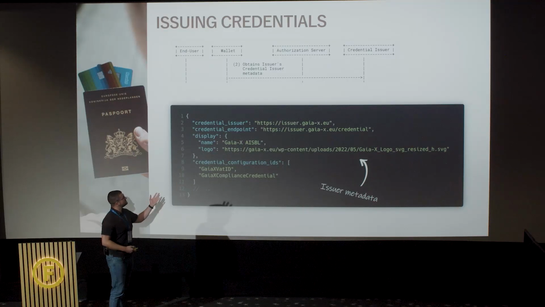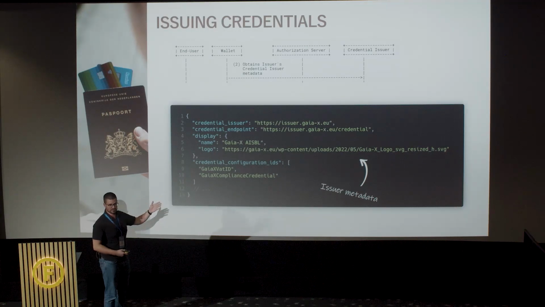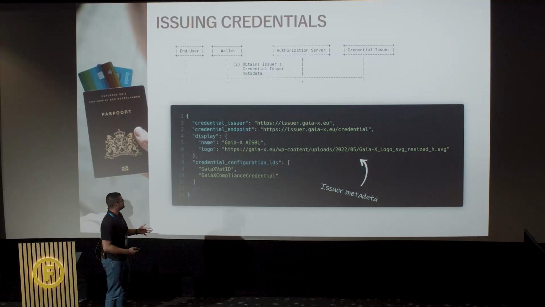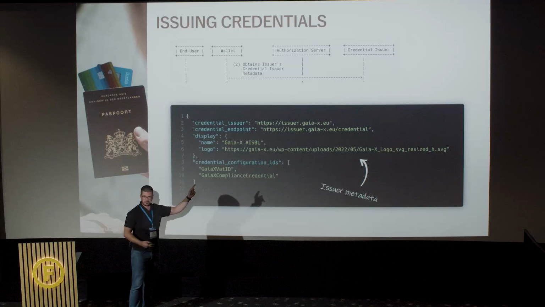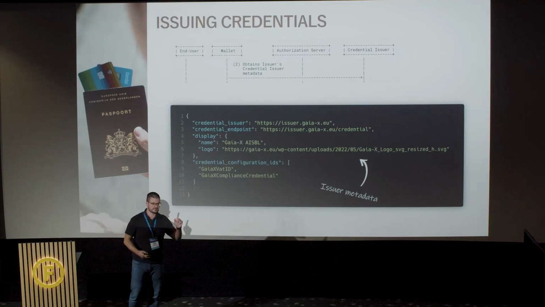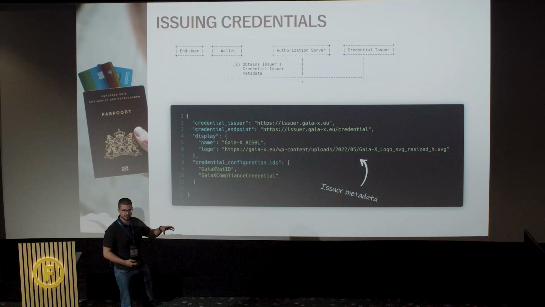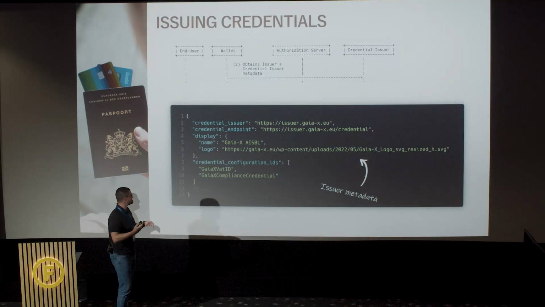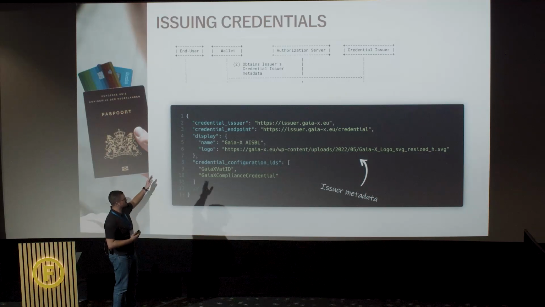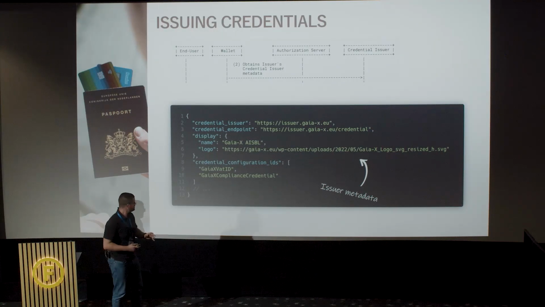Then the wallet is going to collect the credential issuer's metadata. So there you're going to have the credential issuer as usual. The credential endpoint, which is critical, it is the resource server endpoint where you're going to send your access token to say I want this protected resource. Then you have some customization below where you can display the name of the issuer, a logo or whatever you want to show, and the credential configurations that it supports.